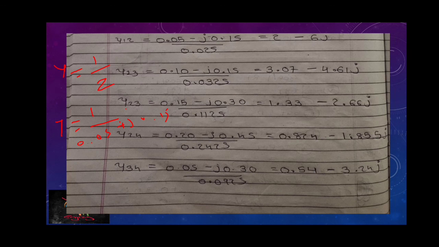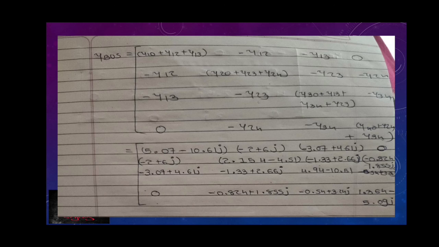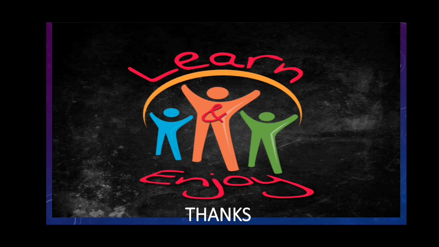Now if you want to get the Y bus matrix, there is a direct formula for it. You can apply it in any example: y11 is y10 plus y12 plus y13, and y22 is y20 plus y21 plus y23, and you have all the values. Just put them in this particular term and you can get the answer. It's a very easy process to learn. I hope you are all clear with this.